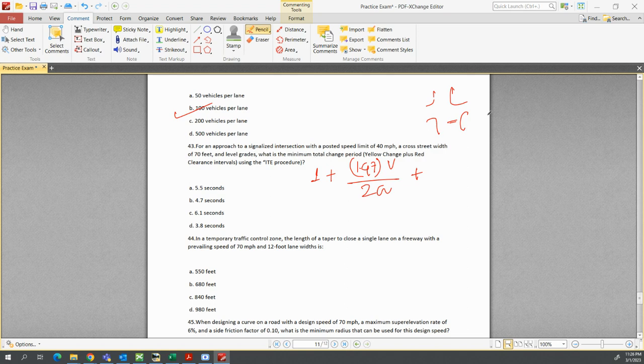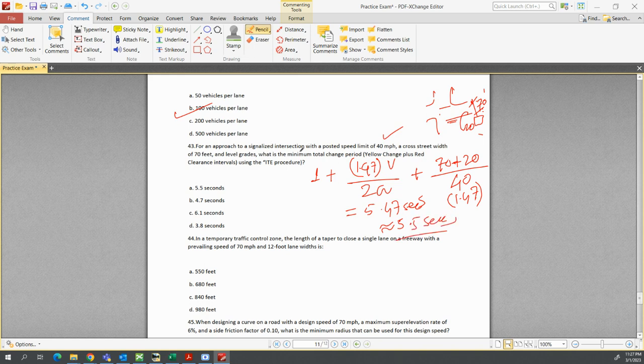The cross street width is given as 70 feet, and the speed is 40. Okay, so you can consider the vehicle length as 20. So the total distance is 70 plus 20, the all red, divided by what? Speed. The distance by speed gives the time, right? So speed is given as 40 miles per hour. So you can divide by 40. And since it's in miles per hour, you can convert it with 1.47, right? So from here, you will get it as 5.47 seconds, which is nearly 5.5 seconds.